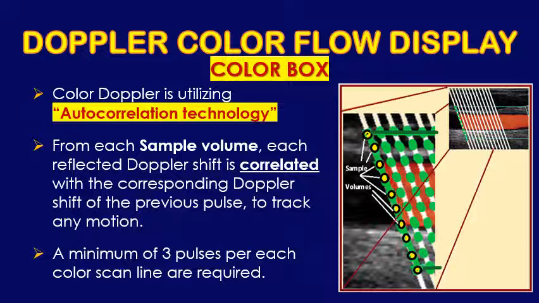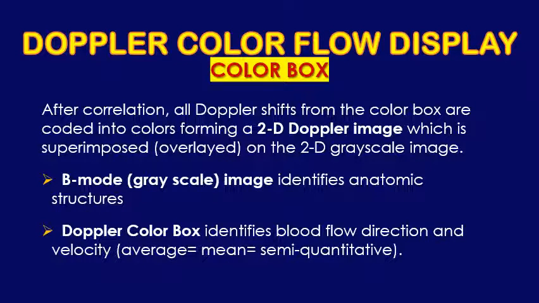So as we see here, this is a color box. If I magnify it, this is a scan line, and this scan line harbors many gates, or many sample volumes. Each sample volume is displaying the color of its spot based on the correlation of pulses processed along this spot, and then the next one, this one. After the autocorrelation processes all the Doppler shifts and comes up with the mean velocity, it will form what we call the color box frame.